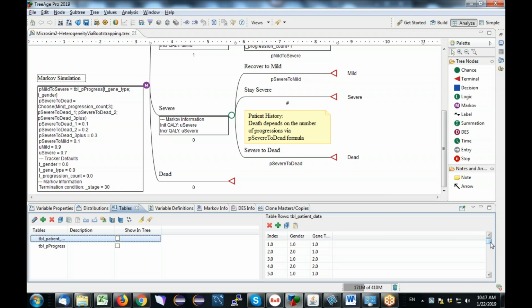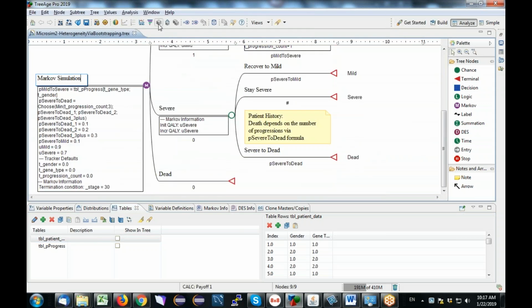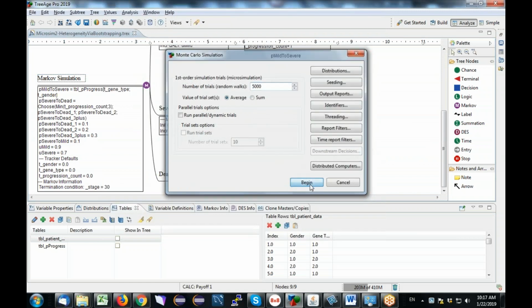So now it's input data, right? You're not inputting the final cost and the qualities. You're using this as the characteristics and then letting the model calculate what happened to them in terms of how long that person lived or how many qualities they accumulated on the path through the model. So I do the same thing, and the impact on the individuals is the same. It's still built into this mild to severe progression probability. So I can just run it again, run 5,000 people through.